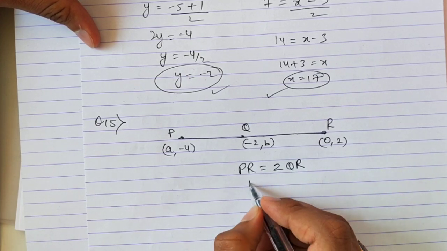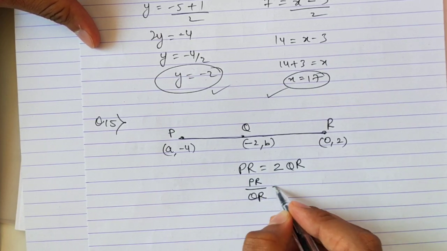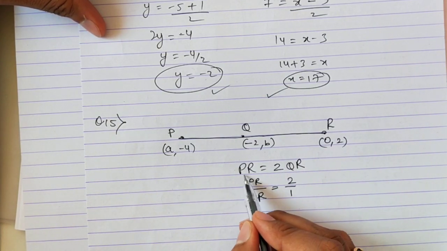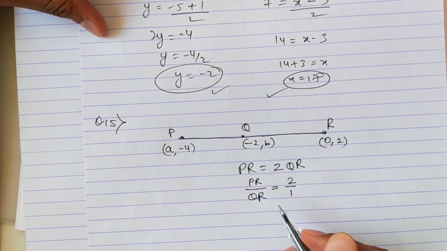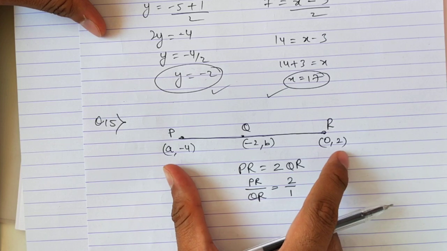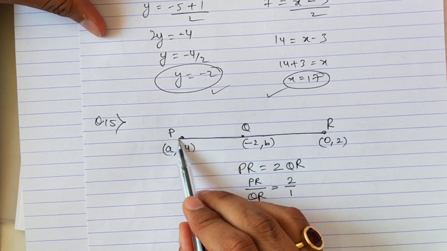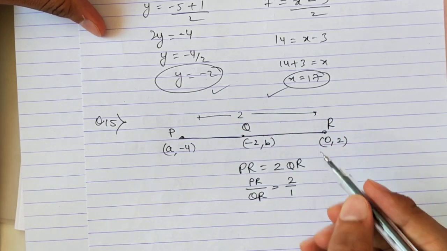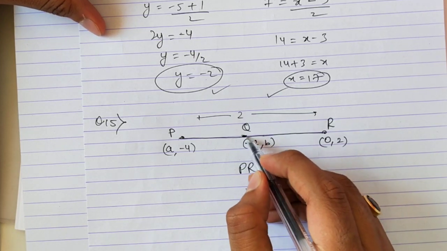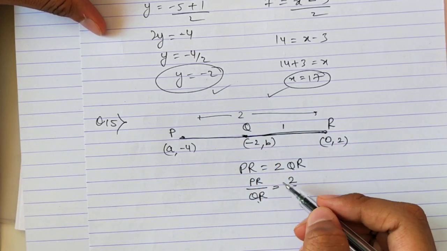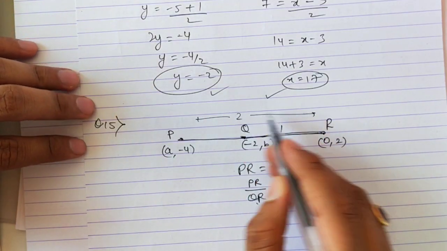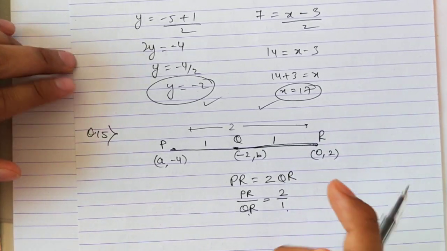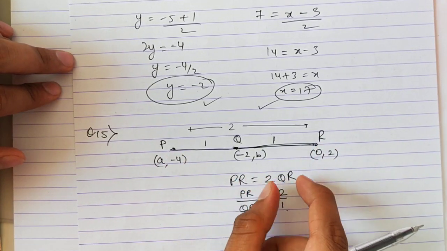If I write the ratio, PR upon QR is equals to 2 upon 1. See, this QR if comes down here, PR upon QR is equals to 2 upon 1. That means, see this diagram properly. PR is 2. PR is this full line. This full line is 2. Okay. QR is 1. This part is 1. If this part is 1, this full line is 2. That means PQ will also be 1.